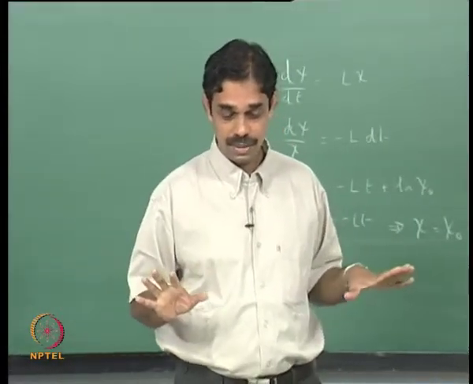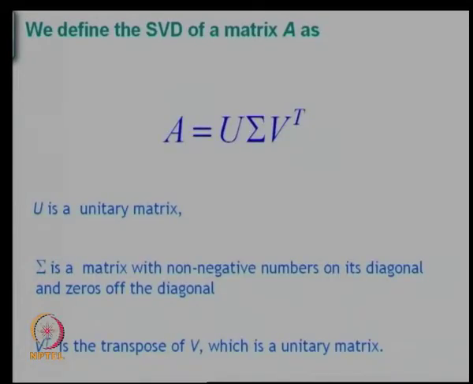So we have this decomposition where you take any matrix A, and I said you can have many decompositions. Here you say U sigma V transpose, where U is a unitary matrix, sigma is a matrix with non-negative numbers on the diagonal and zeros off the diagonal, and V transpose is the transpose of V, and U and V are both unitary matrices. Okay, so now we do SVD of our evolution operator.